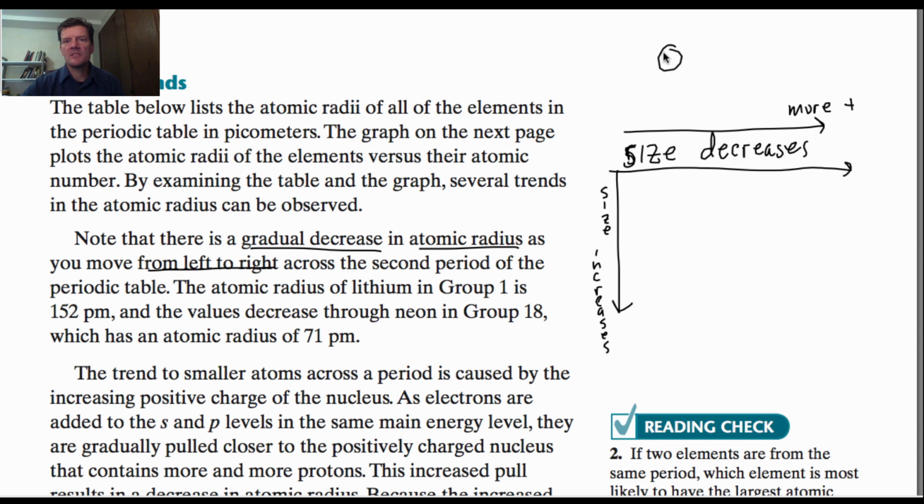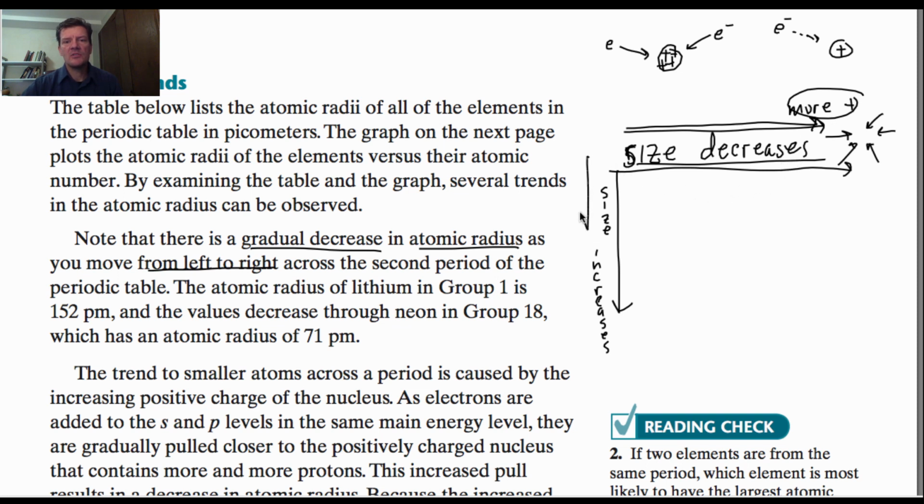If I have a nucleus here and it has a whole bunch of positive protons in it, it's going to pull those electrons in tighter. If I just have one proton or two protons in the nucleus, then those electrons are going to be a little further away. It's not going to have as strong a pull. Okay? So as you increase the number of protons across one single row, more protons mean you're going to have a smaller and smaller atom. Size decreases as you go across the row.